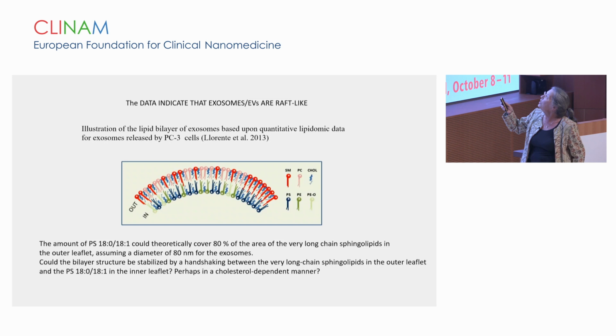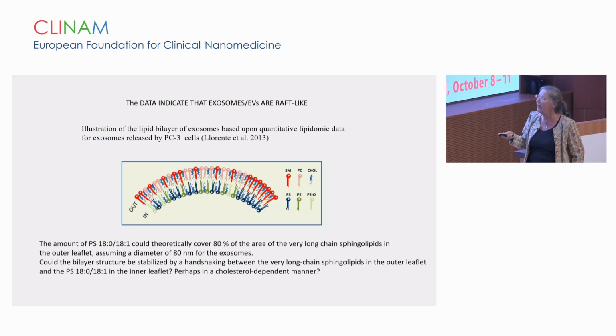And the illustration is based upon quantitative lipidomic data for exosomes released by PC3 cells. The quantification was done already in 2013. This model is much newer. And at the right, you can see the red sphingomyelin with long chains sticking into the inner leaflet where you have PS. And the amount of PS 18:1/18:1 could theoretically cover 80% of the area of the very long chain sphingolipids in the outer leaflet, assuming a diameter of 18 nanometer for the exosomes.